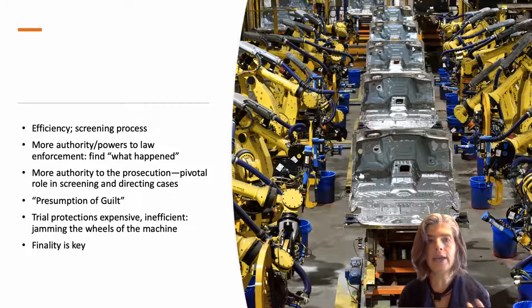Because of that, we can assume that any case that remains in the system is a case of somebody who is factually guilty. And because of that, we don't have to resort to expensive and inefficient trial protections. These just jam the wheels of the giant machine and impede its quick and efficient process. This also means that in this model, finality is key. It's very, very important for the cases to actually end rather than result in endless post-conviction reviews.